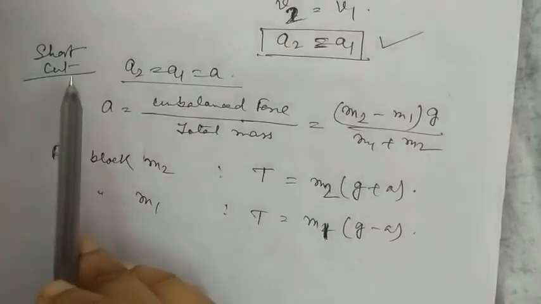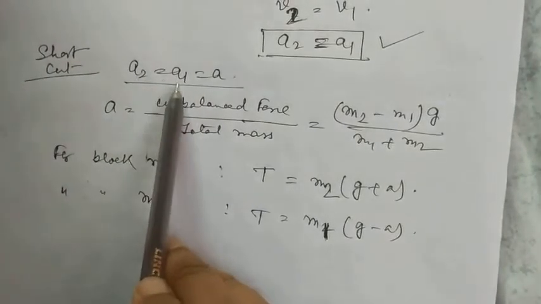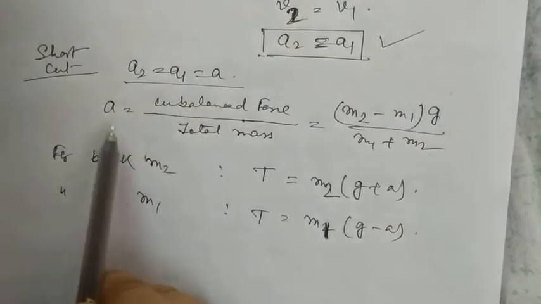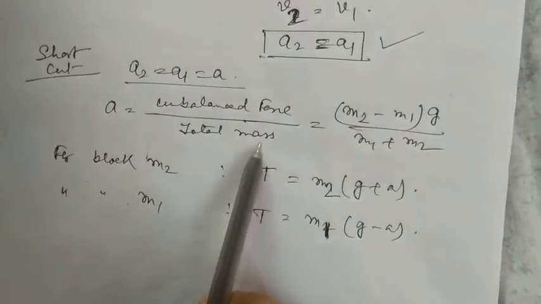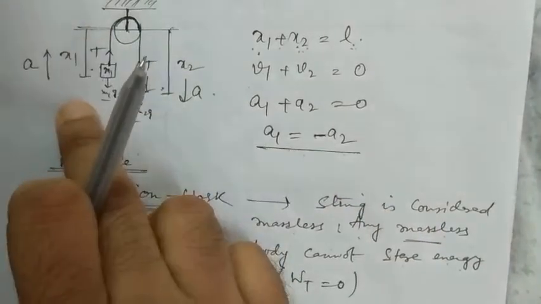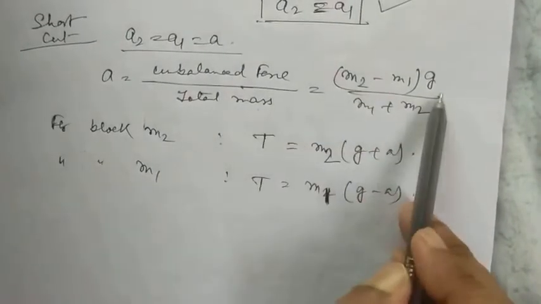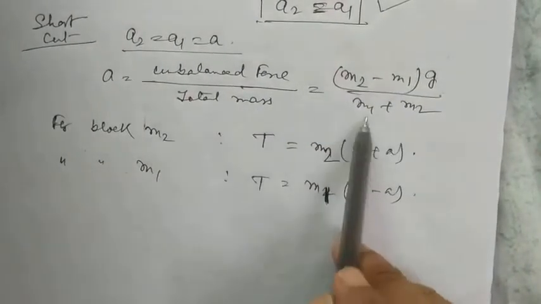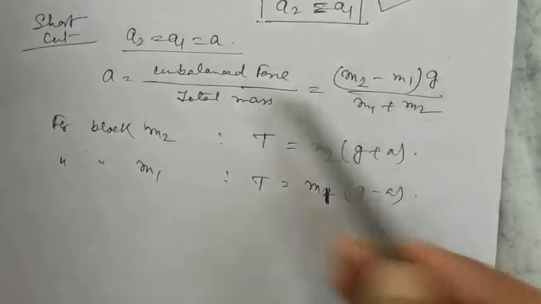We can also solve this problem using the shortcut method. Suppose A2 is equal to A1 is equal to A. Now how to find A? You have already learned the formula: unbalanced force by total mass. The unbalanced force is M2G minus M1G, with M2G acting in the downward direction and M1G acting in the upward direction. So M2 minus M1 into G is the unbalanced force. The total mass is M1 plus M2. So replacing the values of M2, M1 and G, we get the value of A.